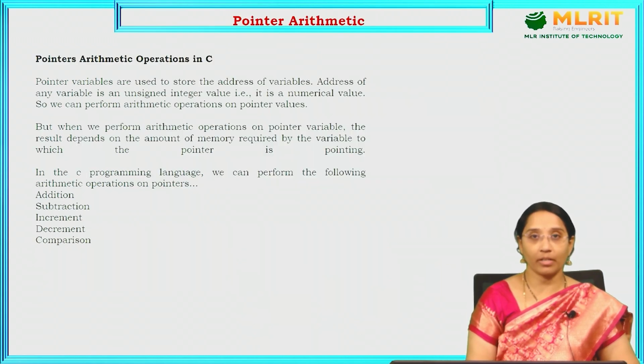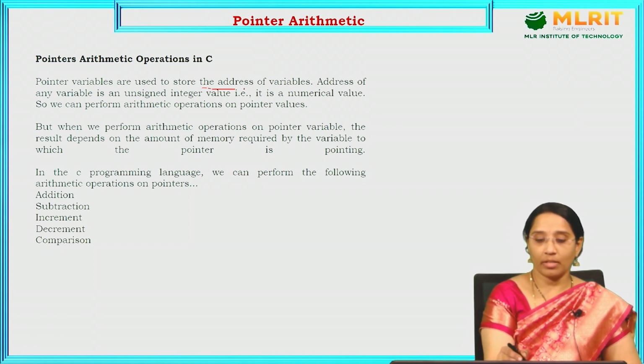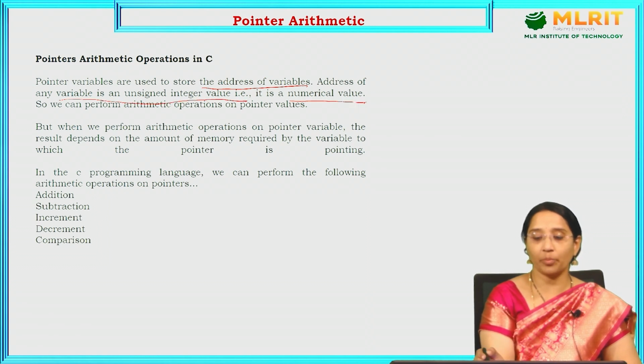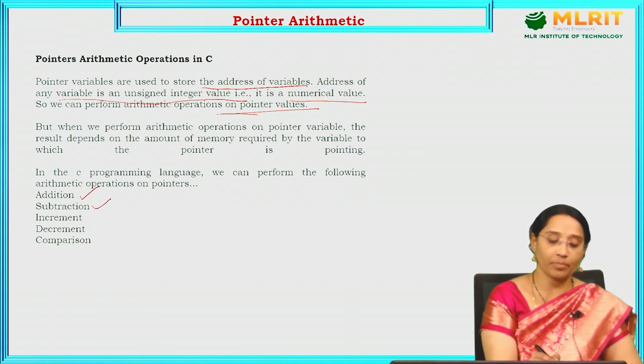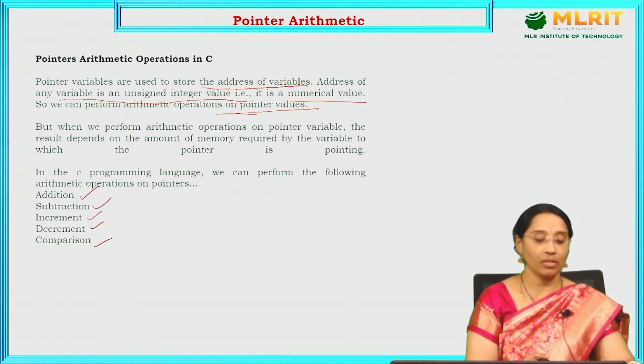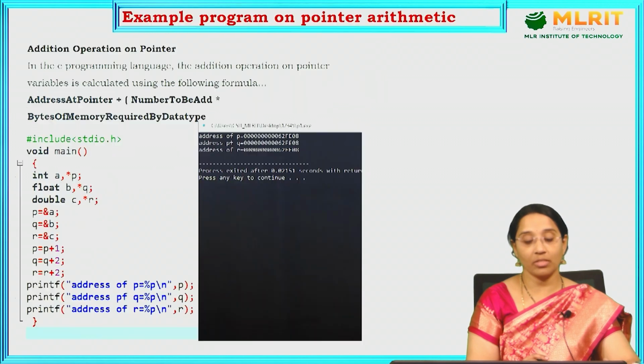Next is pointer arithmetic operations in C. Pointer variables are used to store the address of variables. The address of any variable is an unsigned integer value, that is, a numerical value, so we can perform arithmetic operations on pointer values. But when we perform arithmetic operations on a pointer variable, the result depends on the amount of memory required by the variable to which the pointer is pointing. In the C programming language, we can perform the following arithmetic operations on pointers: addition, subtraction, increment, decrement, and comparison.